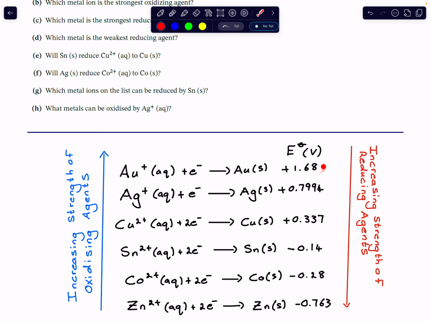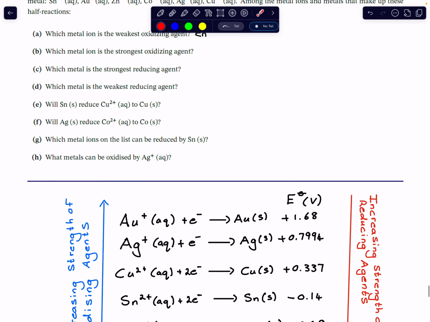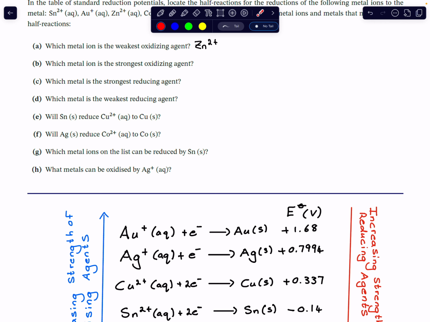Au+, on the other hand, readily wants to accept an electron, so it has a positive half cell potential. Zinc 2+ doesn't want to be reduced to zinc. It has a negative half cell potential. If you want to think about it like that, you can clearly see here now with them ranked like that, zinc has the lowest E cell. In other words, zinc 2+ doesn't really want to be reduced. So that makes it the weakest oxidizing agent.